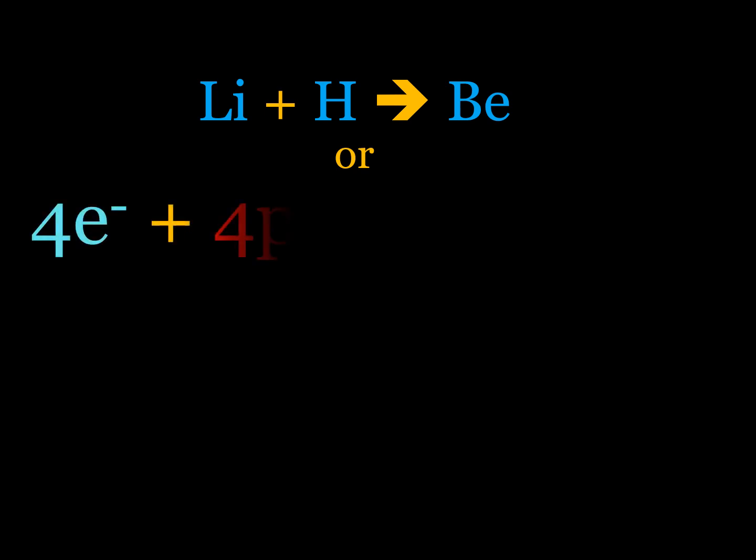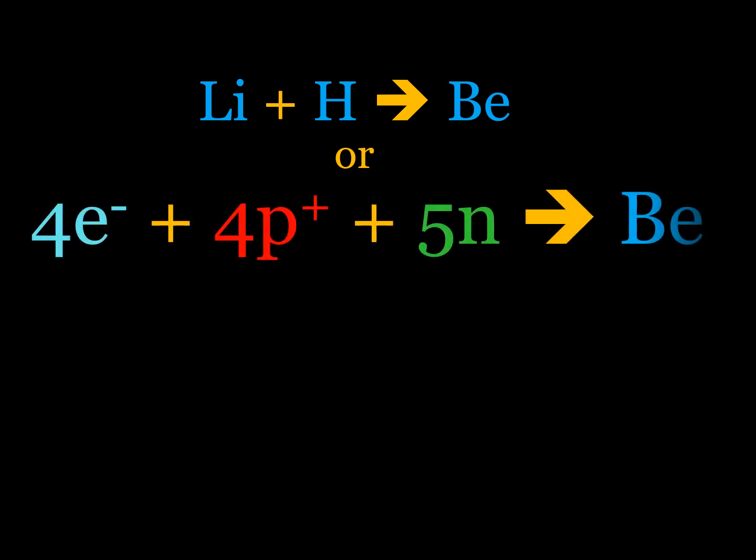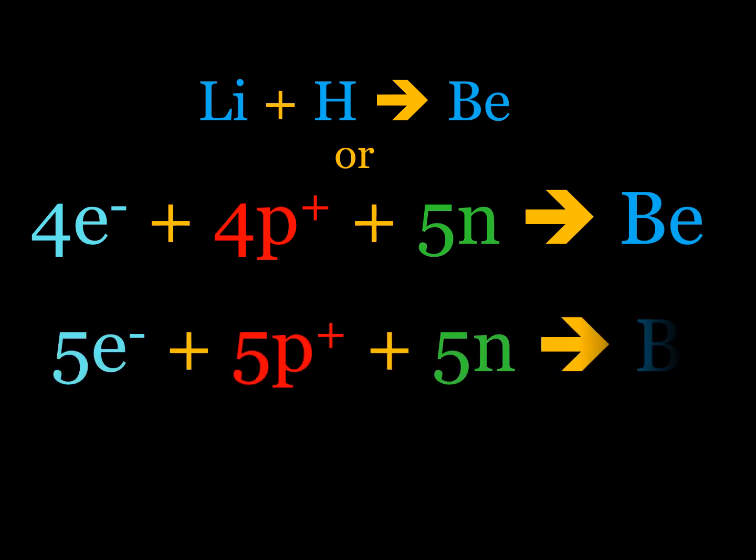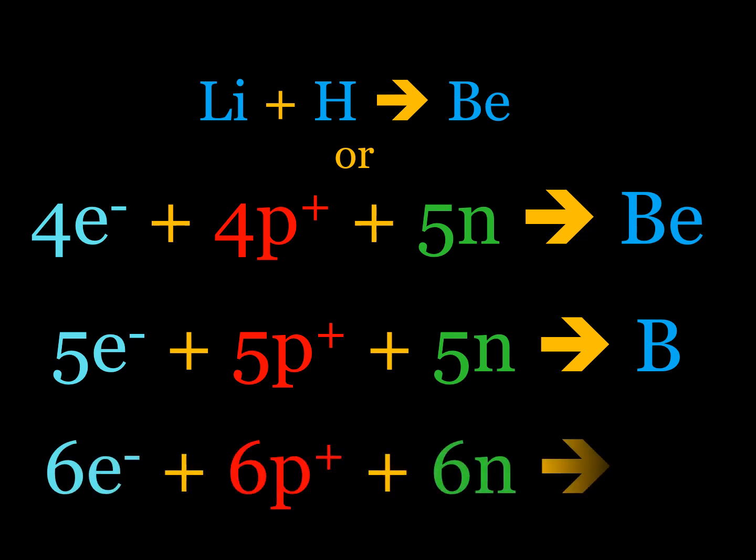The fusion reactions for the formation of elements can also be expressed as a combination of electrons, protons and neutrons. For example, lithium and hydrogen combine to form beryllium. This can be expressed as the combination of 4 electrons, 4 protons and 5 neutrons. Similarly, 5 electrons, 5 protons and 5 neutrons combine to form boron. 6 electrons, 6 protons and 6 neutrons combine to form carbon atom.